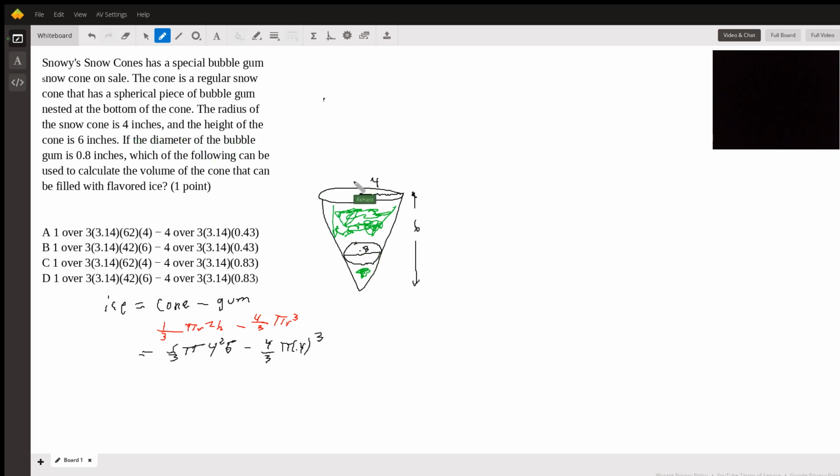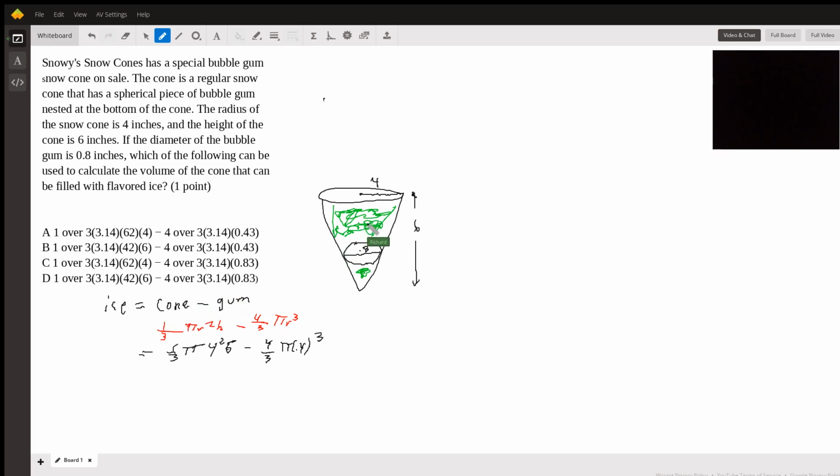Now we're told that the radius of the cone is 4 inches, so I put a 4 here for the radius of the cone. And we're told that the height of the cone is 6 inches, so I put a 6 here for the height of the cone. And we're told that the diameter of the sphere of bubble gum is 0.8 inches. So there's really nothing to be done here once we've set up the problem except for memorization. So let's first set up the problem and then we'll go through the steps here.